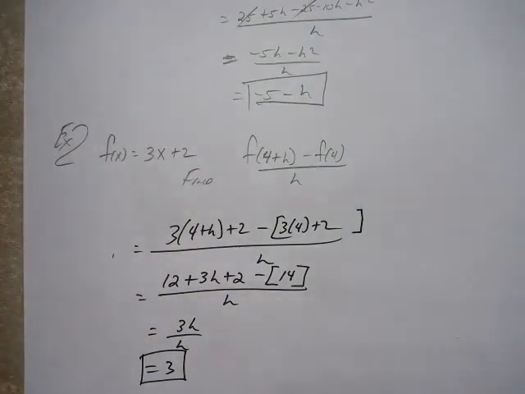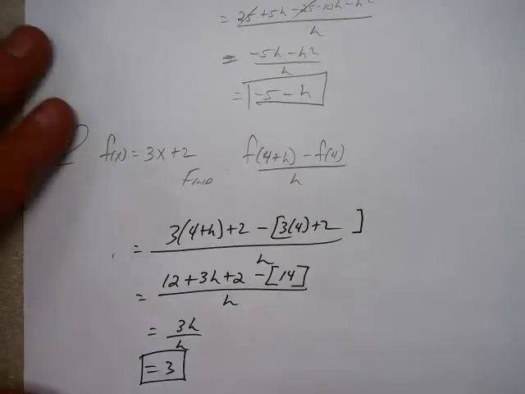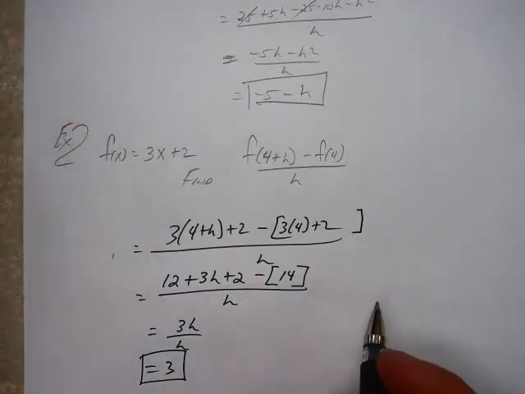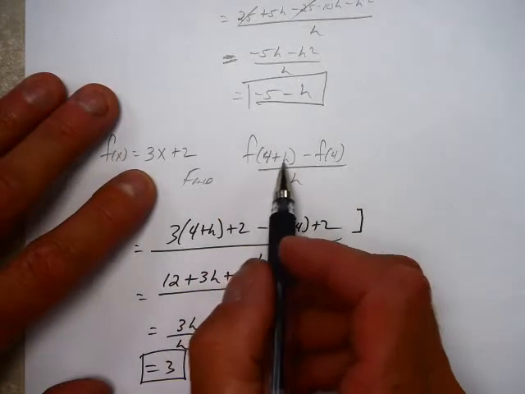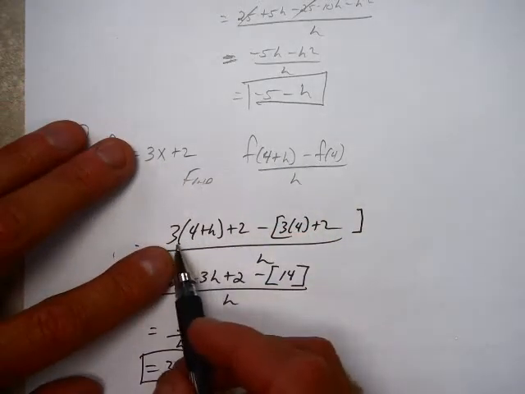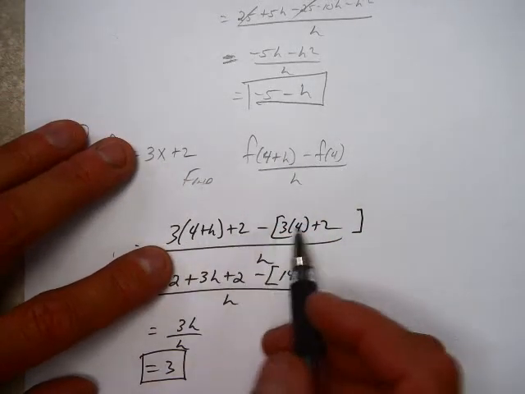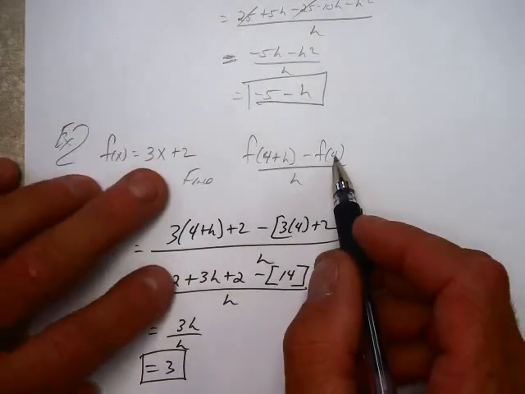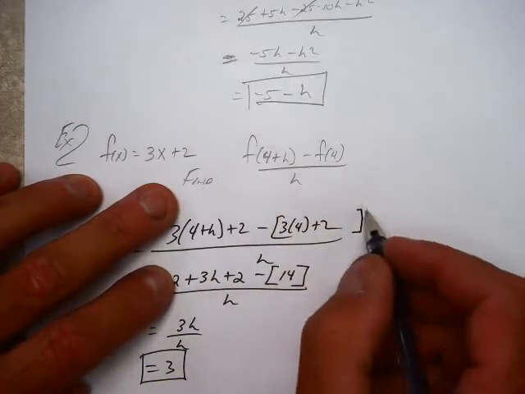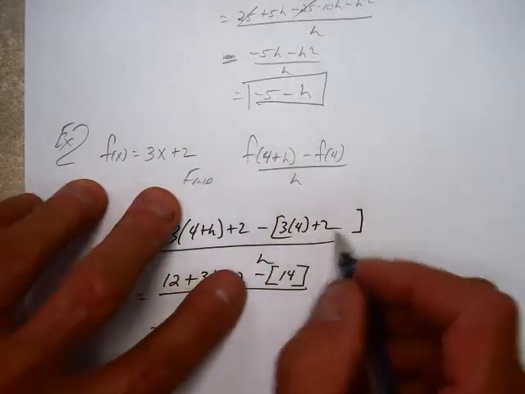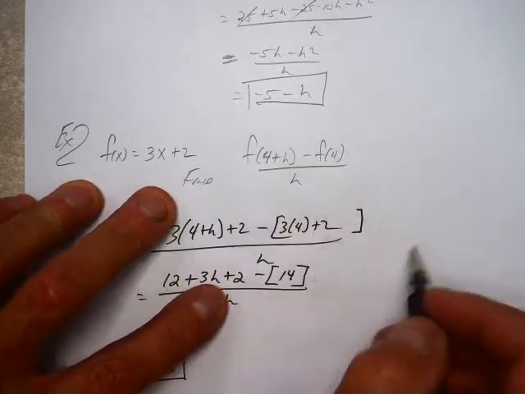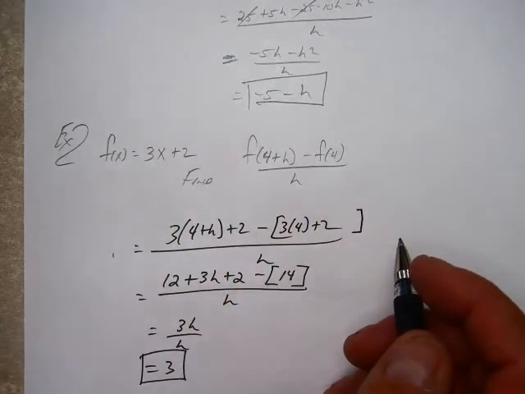Did you get three? Yes. Okay. If not, you've got to figure out where you went wrong, because the next one's going to be more challenging. Take 4 plus h, plug it in for x. 3 times (4 plus h), that's 2 minus, take 4. And I've got to have these brackets around here, because that's going to remind me to make that negative on the next go-around. Okay?